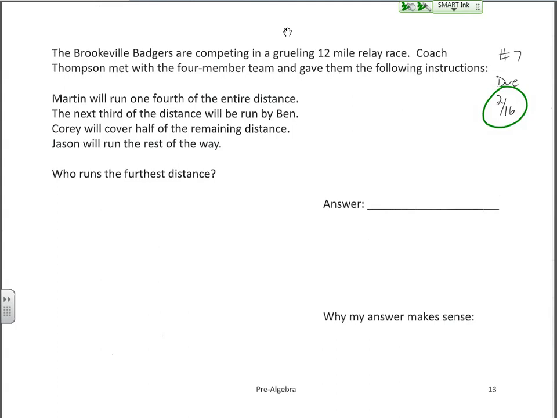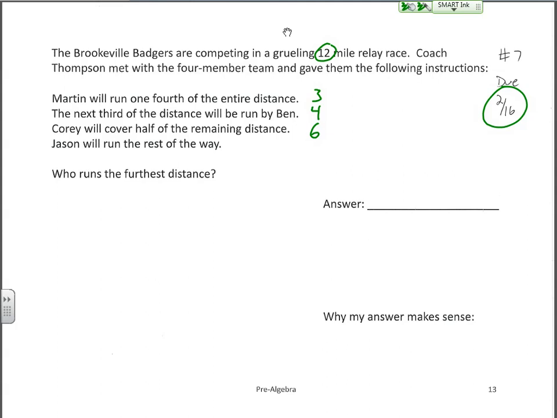Okay. And for this particular question, reading and the wording is very important. Because when we talk about Martin running 1/4 of the entire distance, well, 1/4 of 12 is 3. And then if you think about it as the next third of the distance will be run by Ben, if you take a third of 12, which gives you 4, and then Corey covers half of the remaining distance, if you take half of 12, which is 6, you quickly see here that you run into a problem, right? That if Martin runs 3, Ben runs 4, and Corey runs 6, well, already we're up to 13 miles. The race is only 12, and Jason hasn't even run anything yet.